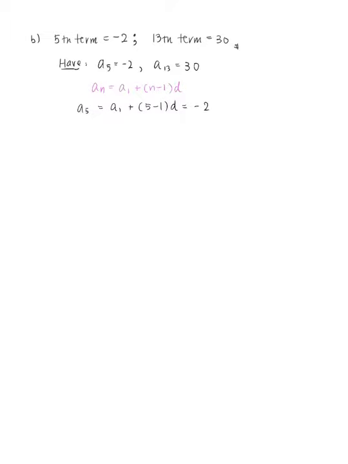And then our a sub 13 is a sub 1 plus 13 minus 1 times d, but a sub 13 is 30, so I'm going to set that equal to 30. And let's simplify a bit. So I'm just going to call this one circle 1, circle 2. So the circle 1 is going to be a sub 1 plus 4d equals negative 2. And then the second one is going to become a sub 1 plus 12 times d, and then this is going to equal 30.